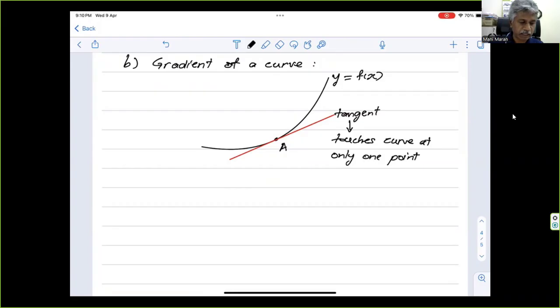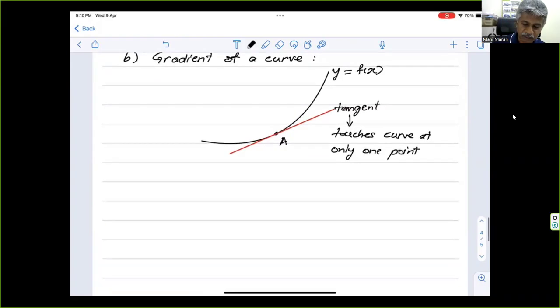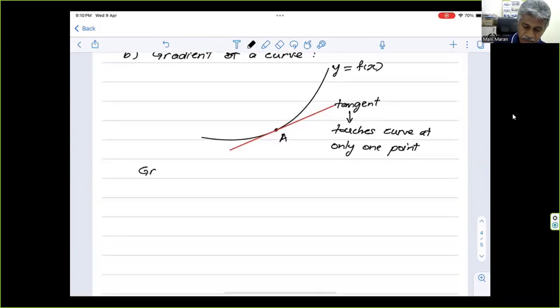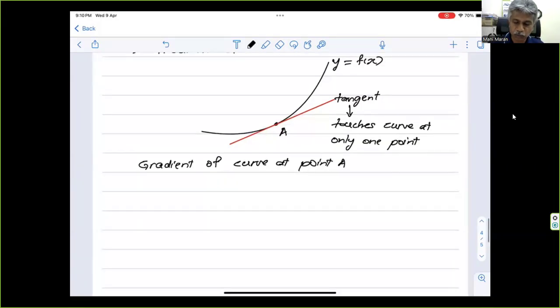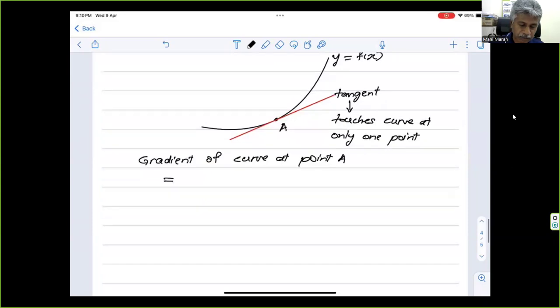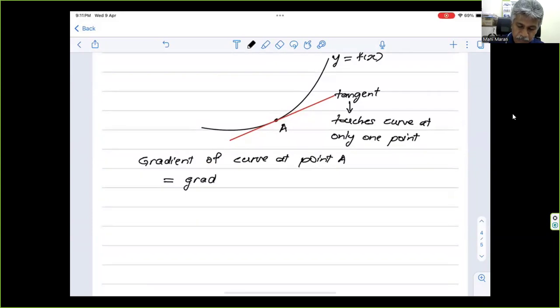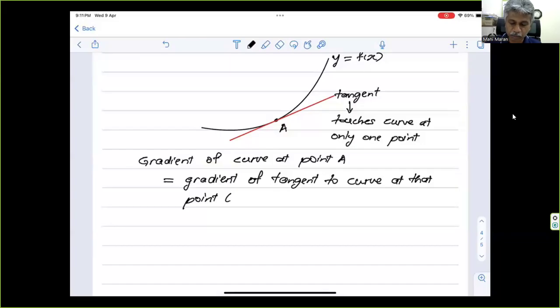It is touching at point A. So the gradient of the curve at point A is equal to the gradient of the tangent to the curve at that point. At that point, it can be point A or any point.